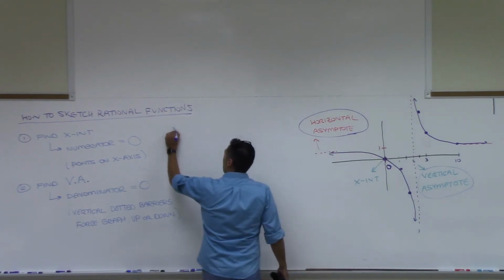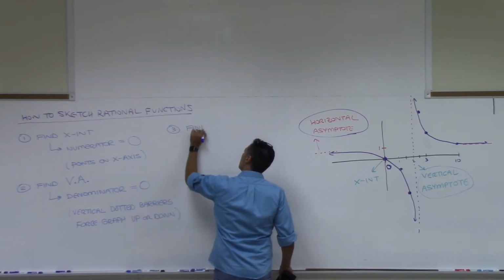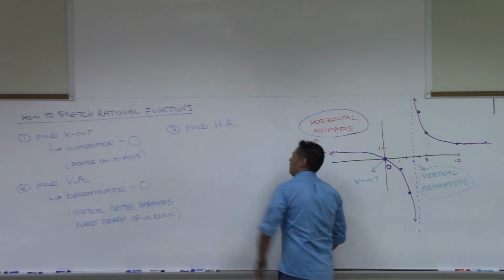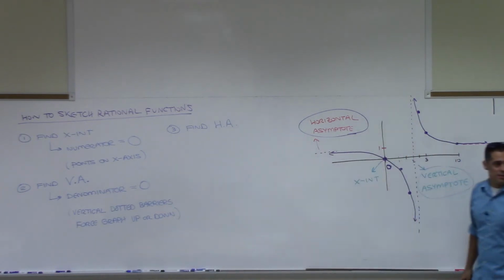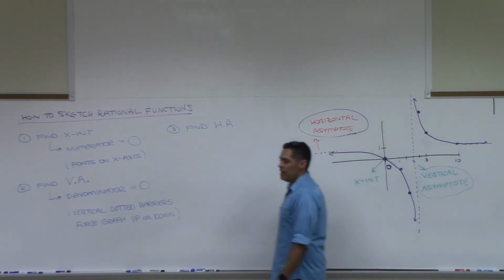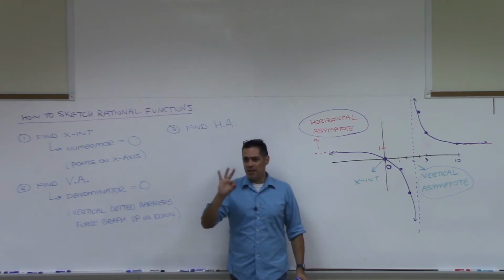All right, next step. Find the horizontal asymptotes. And this is the one I told you is the part that sucks. To find the horizontal asymptotes, the thing that makes it so crappy is that there are 3 different scenarios that could happen. There are 3 cases.